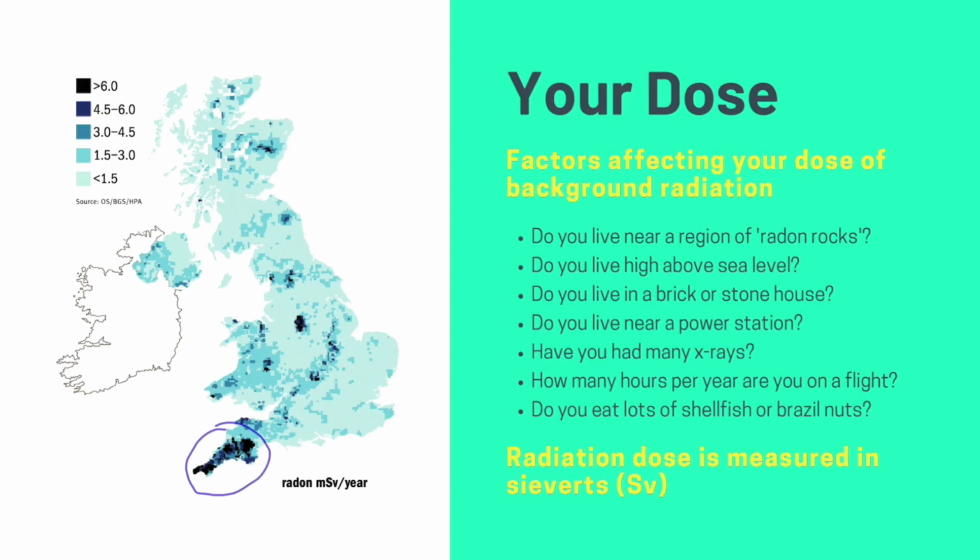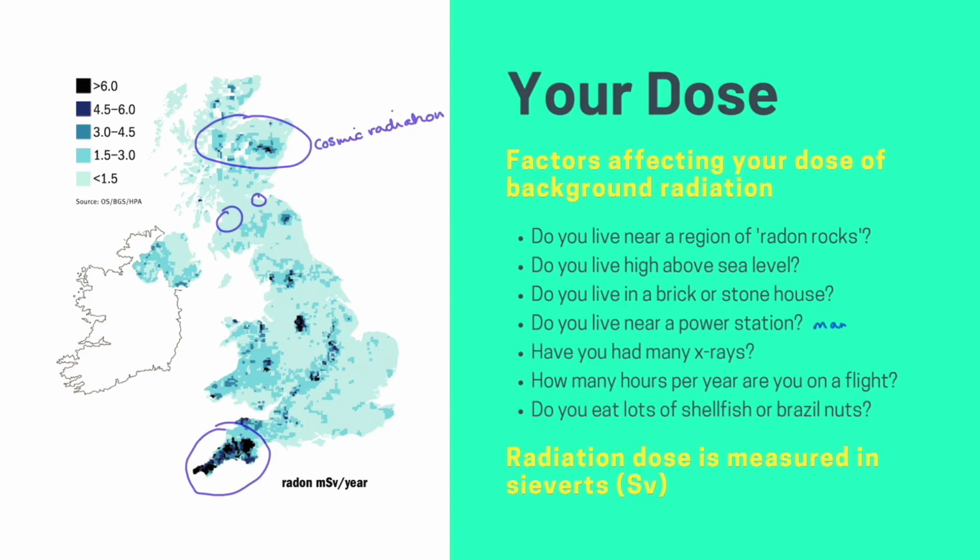If you live in Cornwall, your background radiation will be higher than, for example, if you live in Glasgow up here. Now, I live here in Edinburgh, so I think I'm okay. Do you live high above the sea level? So you can see that some places here up in the Highlands, for example, these are high above sea level, so perhaps more exposure to cosmic radiation. So that will increase your background radiation. Do you live in a brick or a stone house? Because if you live in a brick or a stone house, they will ultimately release radon, which will increase your background radiation. Do you live near a power station?